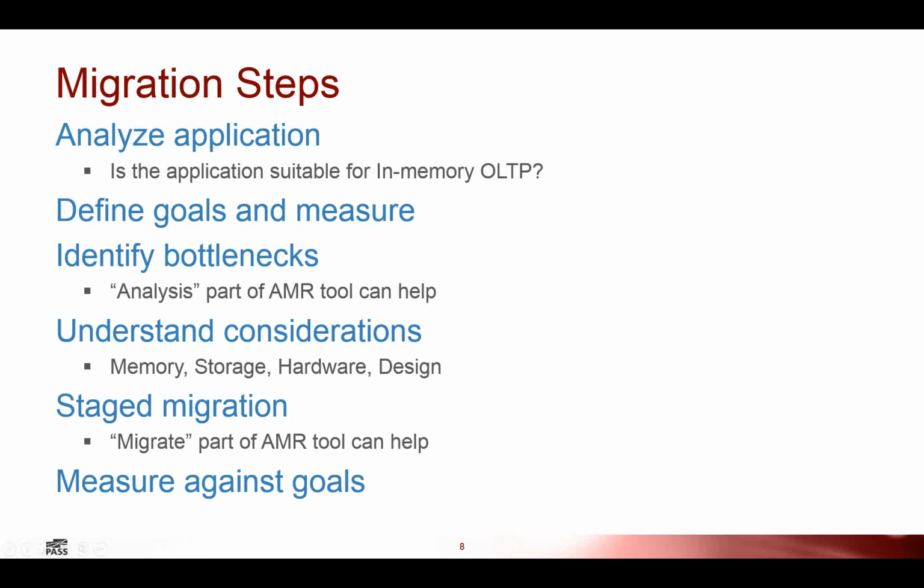And then we want to stage the migration to a test server, do functional testing and performance testing before we move all of that change to production. For this part, we also have some tooling in the AMR tool, the migrate part, specifically to help with this process. And then at the last stage, we want to measure our performance enhancements against the goals that we set out in step 2, and if necessary, go through the process again to resolve new bottlenecks and improve the performance even further.